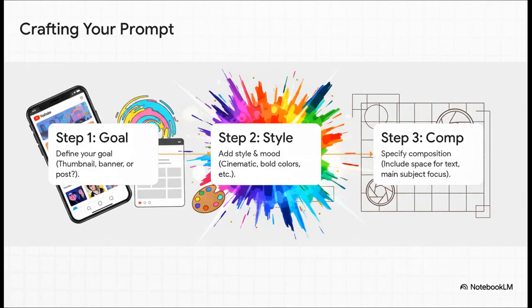First, you have to define your goal. Are you making a thumbnail, a banner, a post? Then step 2, you add your style and mood. You want something cinematic, bold colors, a vintage feel? Tell the AI. And finally, step 3, you specify the composition. This is where you say, hey, I need some empty space on the right for text, or make sure the main subject is front and center.